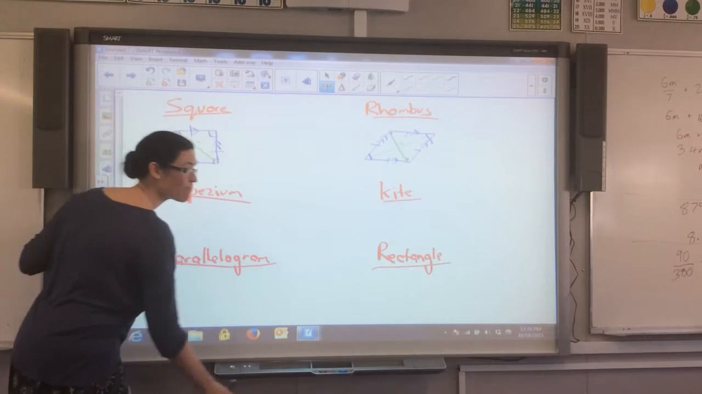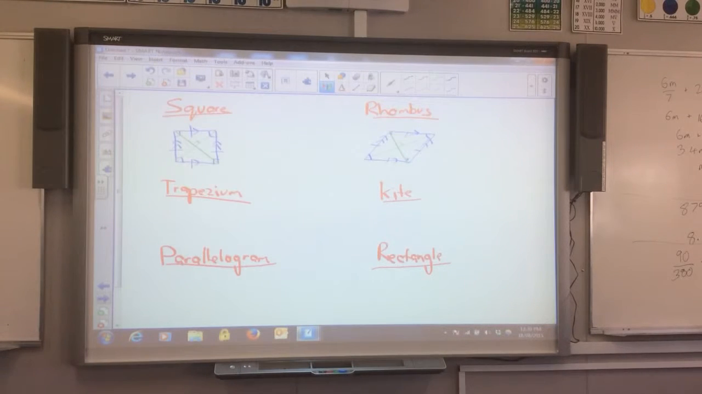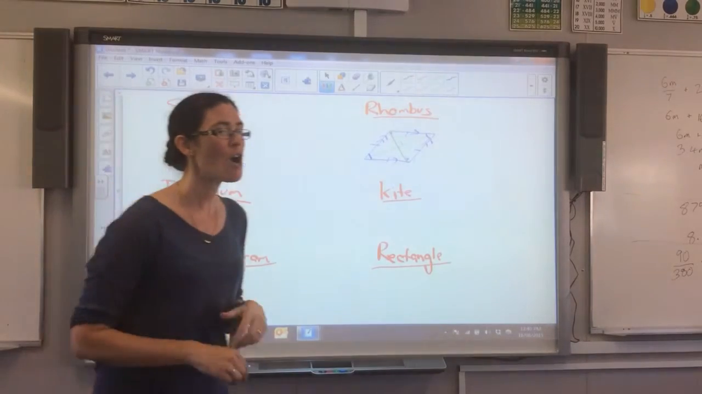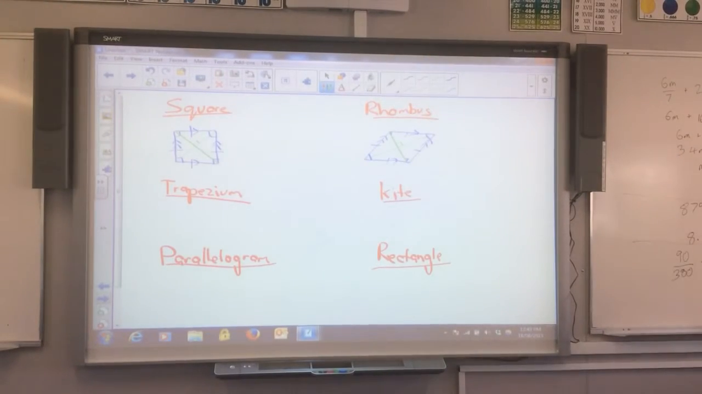Alright, trapezium. What's special about a trapezium? It has two parallel sides. A trapezium only has one pair of parallel lines.